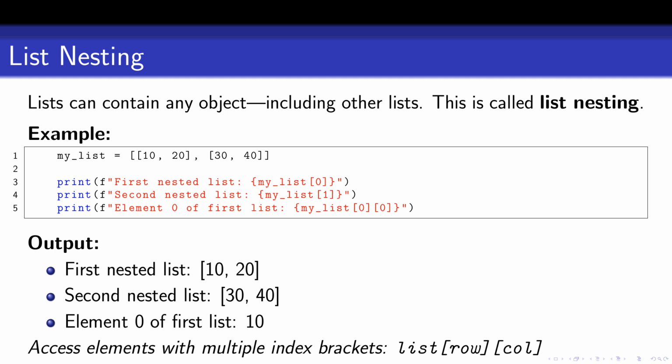You can access these elements using double indexing, where the first index retrieves the sublist, and the second retrieves the element within that sublist. This is the foundation for two-dimensional arrays in Python. Understanding how to navigate nested lists prepares you for tasks like table processing, game boards, and multi-dimensional data representation in simulations and modeling.